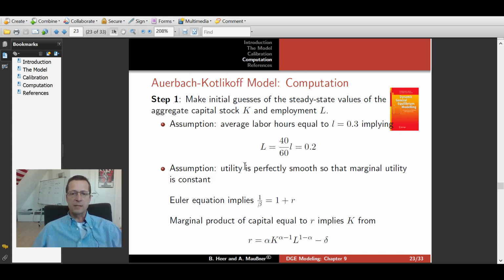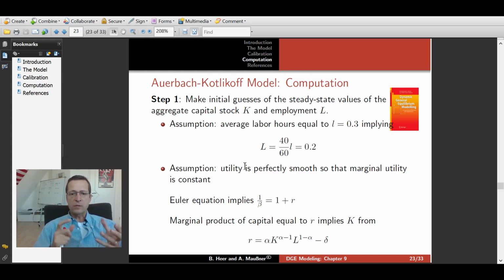Next, we would like to find a guess for the aggregate capital stock. Now remember how we set the discount factor beta. We set it equal to 0.96. From the Euler equation, this implies that the real interest rate is 4%. So 1 over beta is equal to 1 plus r if the marginal utilities of consumption are equal over the different ages. And then we have this result from the Euler equation. This does not hold exactly in the final solution, but approximately. So we get a value of 4% approximately for the real interest rate.